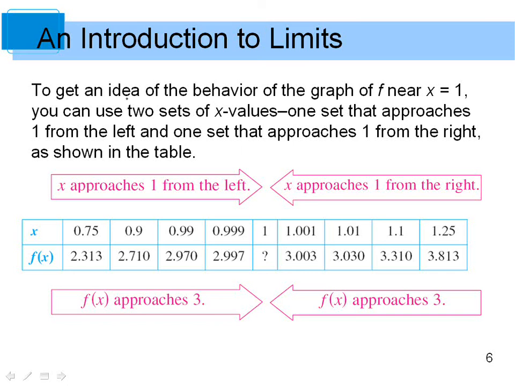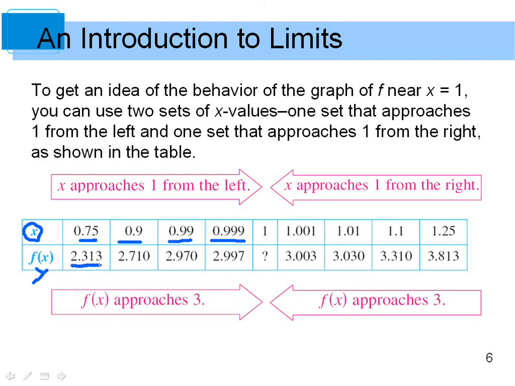So here it says, to get an idea of the behavior of the graph of f near x equals 1, so as we get close to x equals 1, you can use two sets of x values. One set that approaches 1 from the left, and one set that approaches 1 from the right, as shown in the table. So here's our x values, and you can see we start out not super close to 1, 0.75, and then we go to 0.9, 0.99, and then we're getting super close here, 0.999. And here's the corresponding f of x, or y, values.